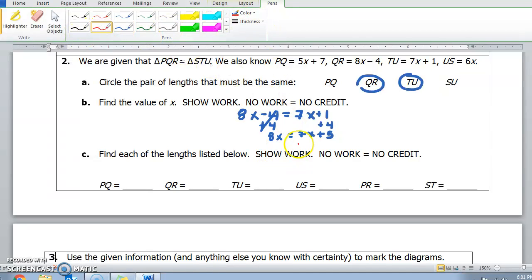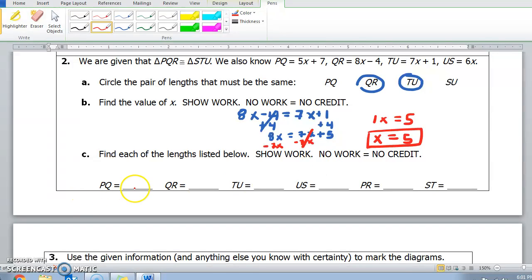Next, I'm going to move my 7x to the other side by undoing it with the opposite sign. So I'm going to subtract 7x from each side. I get that these cancel, and I'm left with 8x minus 7x, that's just 1x, is equal to what's left over on the right side, 5. So x is equal to 5.